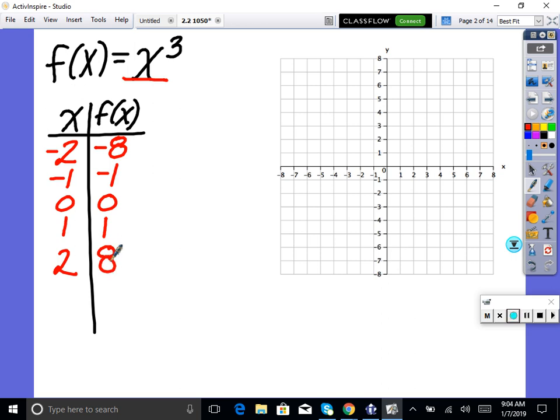So watching me graph that, 0, 0, over -2 down 8, over -1 down 1 unit, over 1 up 1, over 2 up 8. Something cubed looks like this. Kind of a squiggly line. It's not a line, it's not linear, but a squiggly line. Everybody good with that. So that's what an x cubed graph looks like. That might be something you put down in your notes, is the rough sketch of an x cubed graph.